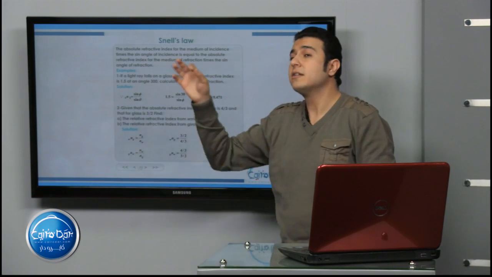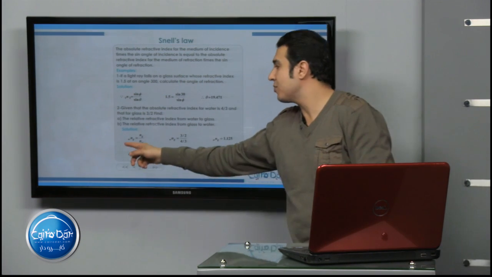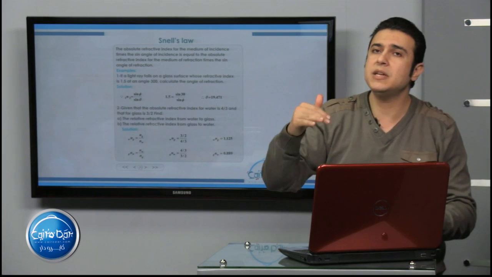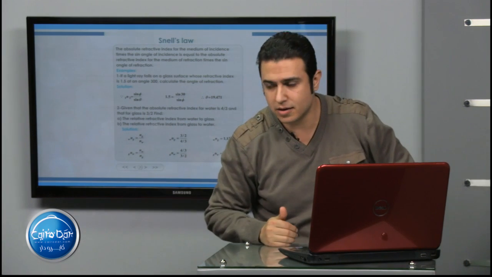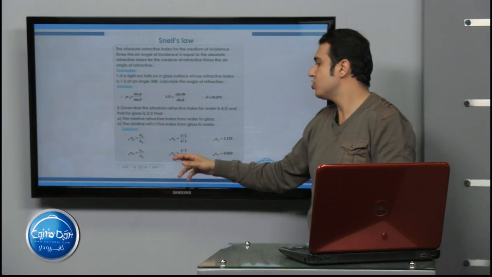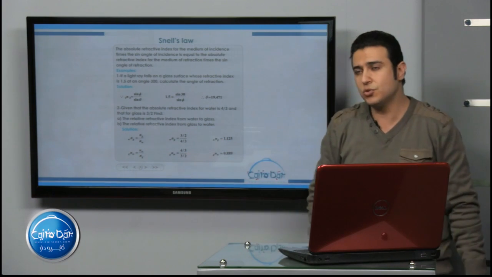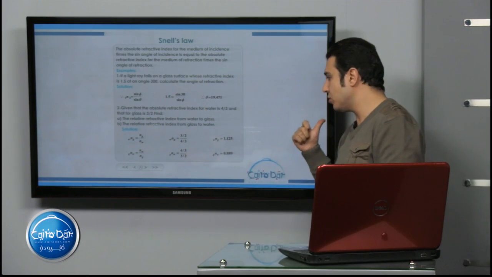Finally, the relative refractive index from glass to water means n water divided by n glass, so 4 over 3 divided by 3 over 2, so n glass to water equals 0.889.